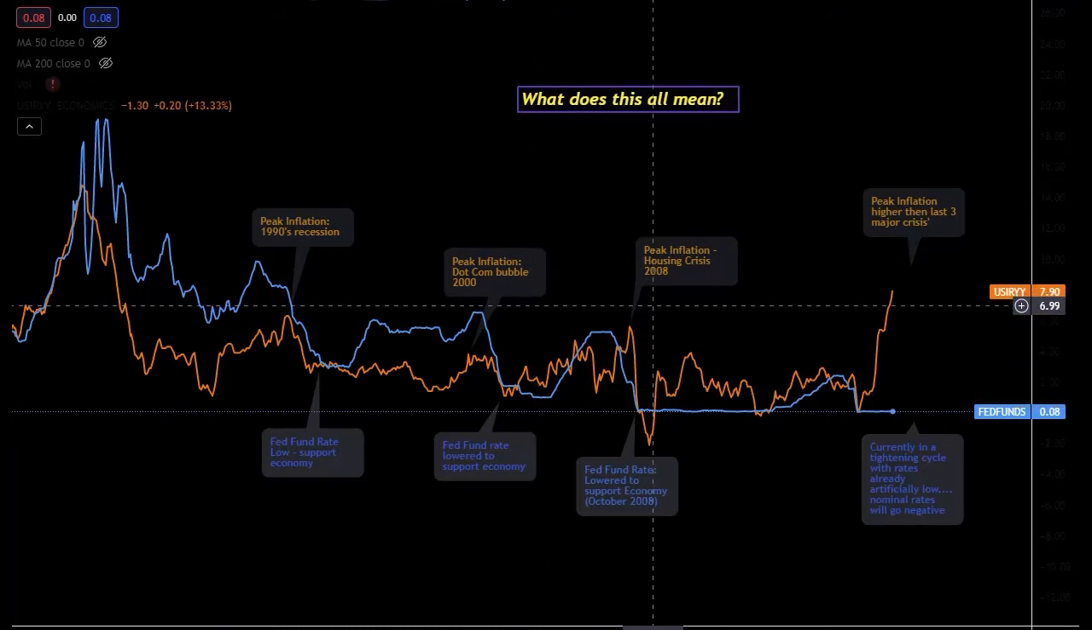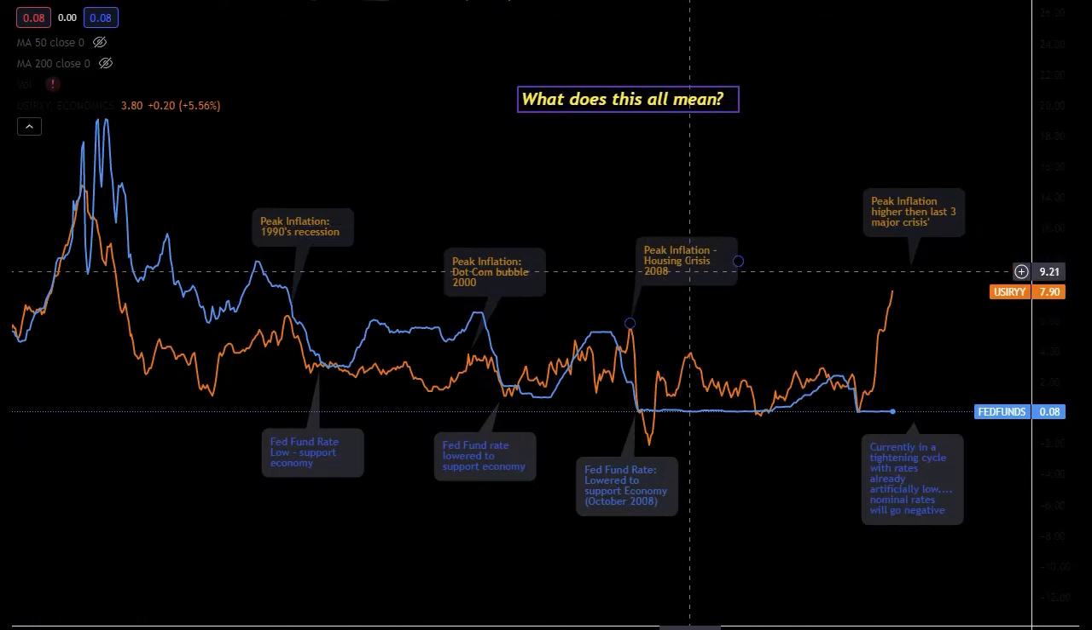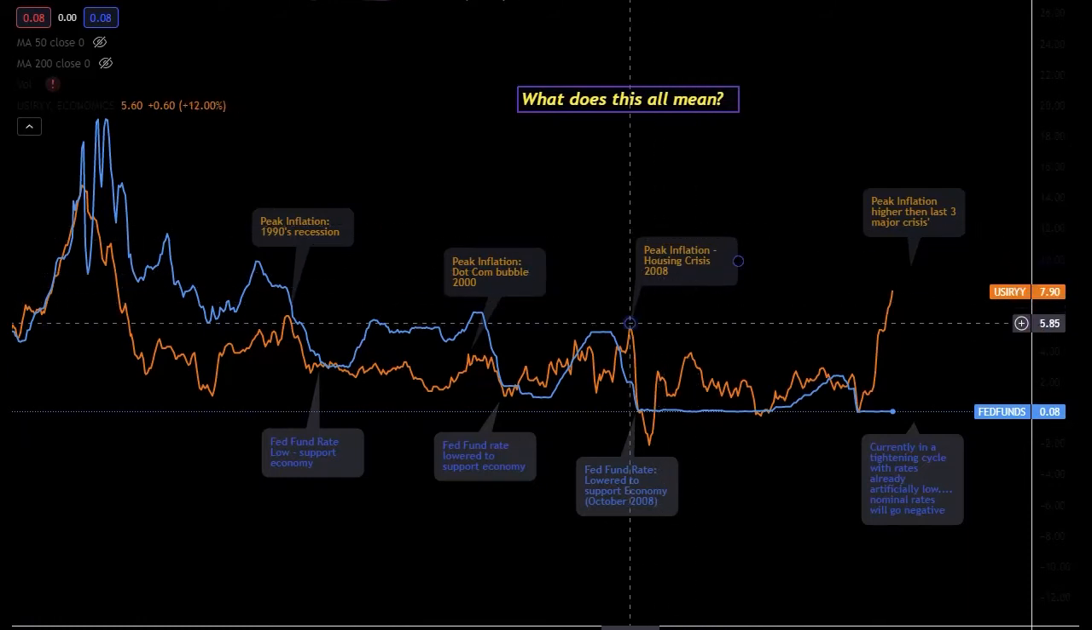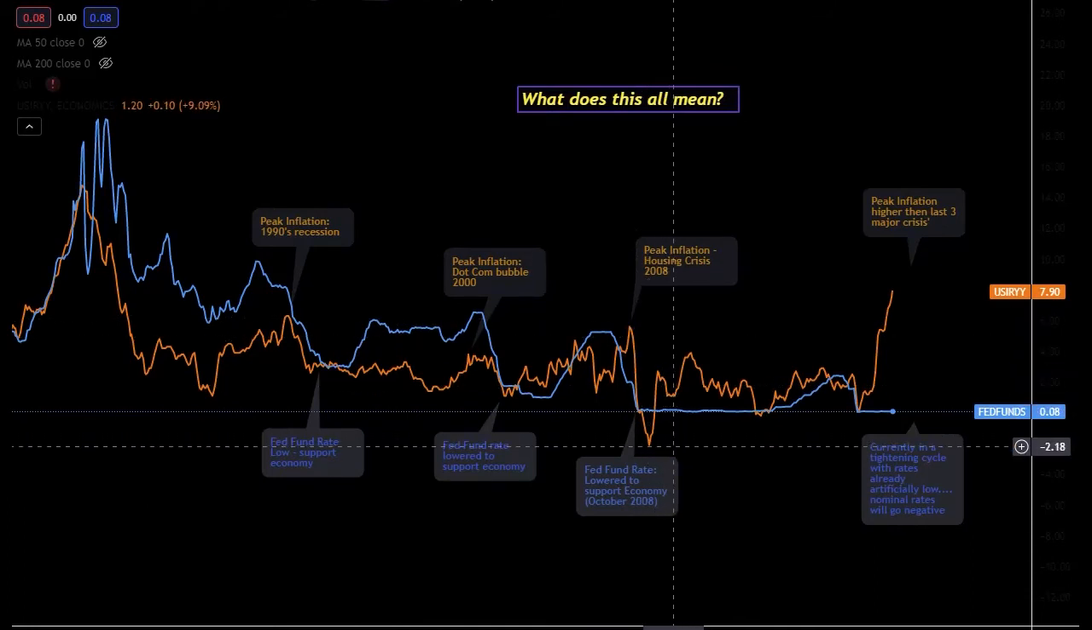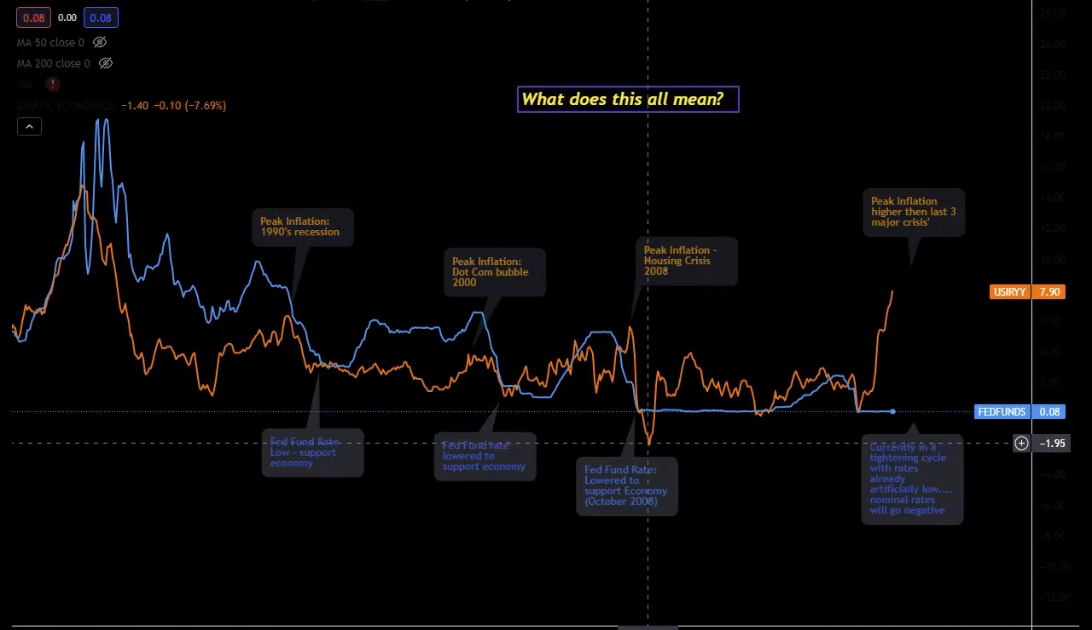Moving forward yet again to the next crisis, peak inflation, housing crisis. So here you had peak inflation in July of 2008, and then the housing crisis followed. Basically, it was one of the nastiest sell-offs we have ever seen in the real estate sector. The stock market was affected. It was not a very, very pleasant time.